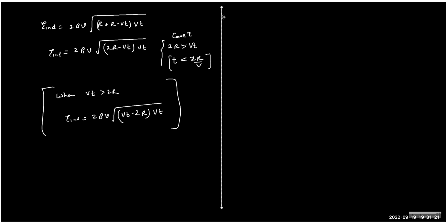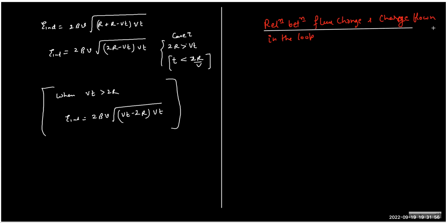Now a loop. So now we'll relate something called a relation between flux change and charge flow in the loop. So let me elaborate what I'm trying to say.